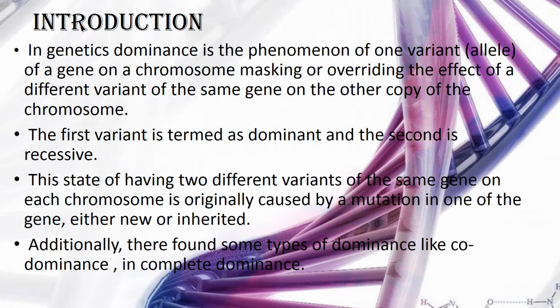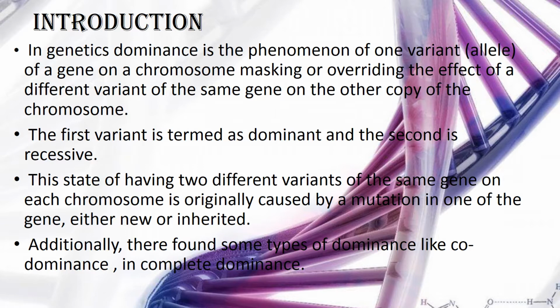Introduction. In genetics, dominance is the phenomenon of one variant of a gene on a chromosome masking or overriding the effect of a different variant of the same gene on the other copy of the chromosome. The first variant is termed dominant and the second is recessive. This state of having two different variants of the same gene on each chromosome is originally caused by a mutation in one of the genes, either new or inherited.